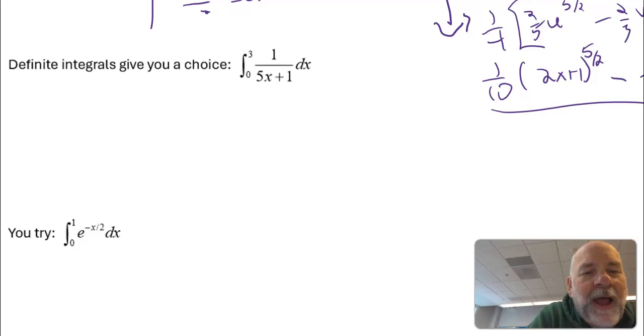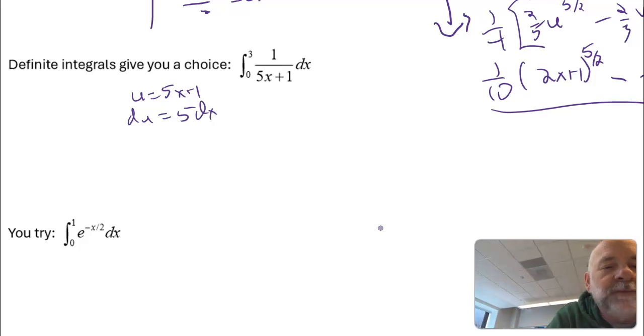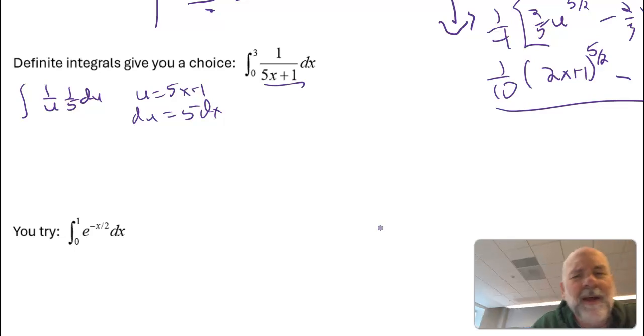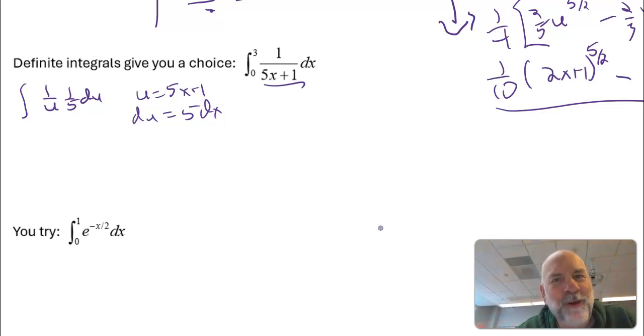So I'm going to do the whole problem in u in this one. So I'm going to do u equal to 5x plus 1. du is 5dx. And so I'm turning this problem into the integral. And so I have to turn this into u as 1 over u. And then dx is 1/5 du. But now I've got new things that are also in x in the original problem, and they have to change to u in my problem.